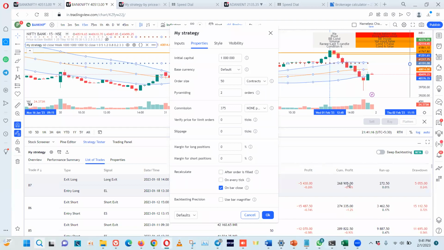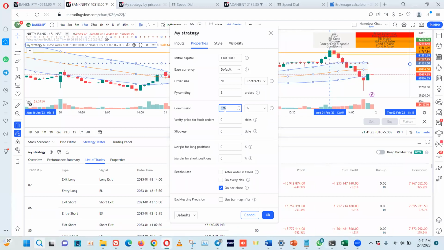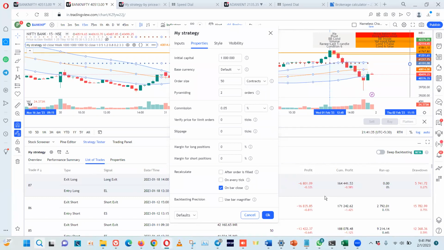We can see cumulative profit is 2,68,905. We have to consider this commission. Instead of this, I can write percentage. So if I write percentage of 0.05, so 0.05% commission is more than what we have anticipated earlier. So it is more than 375 rupees. This actually comes to 0.1%.